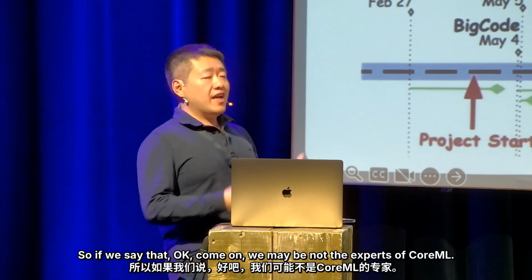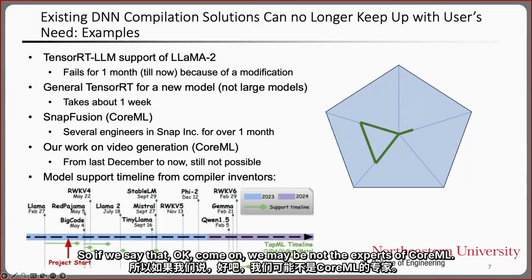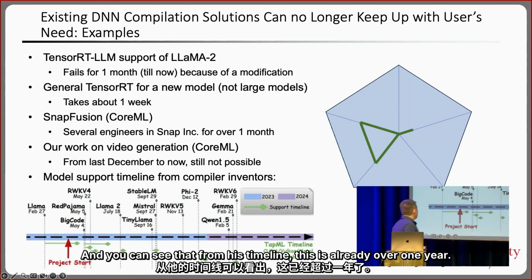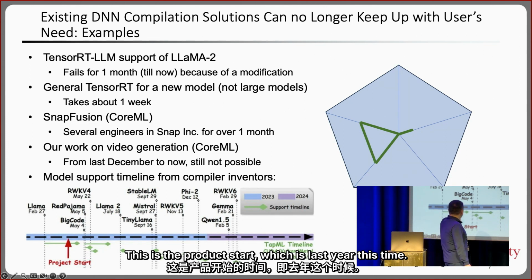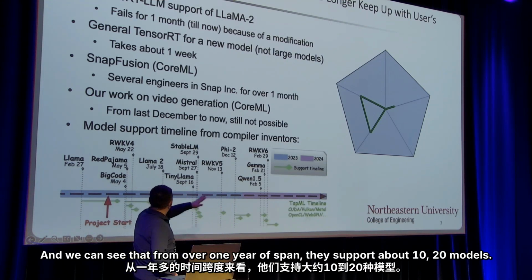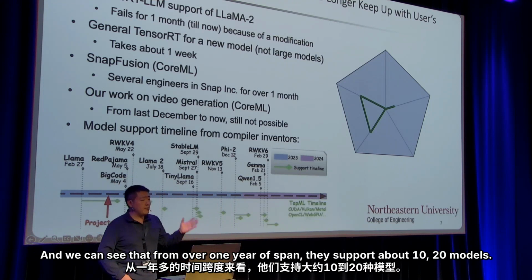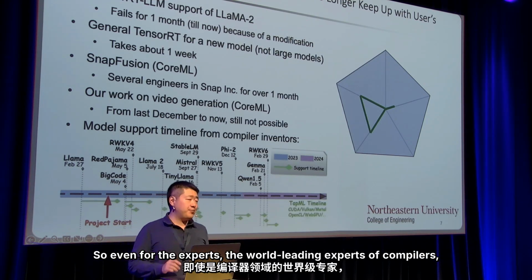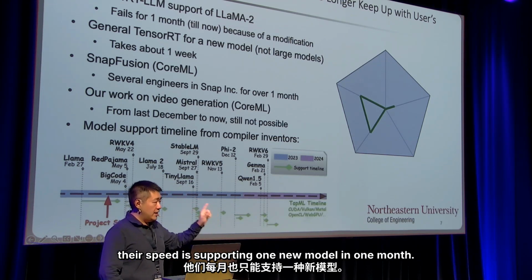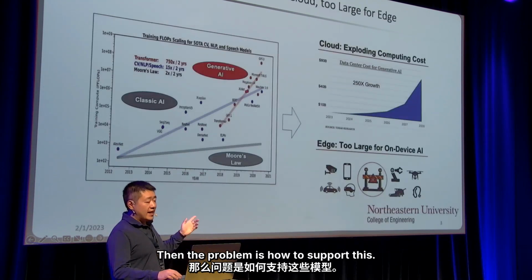Maybe we are not the experts of Core ML. So consider the timeline from one of the top researchers in compilers. You can see that this project started at this time last year, and this is now. Over a span of more than 1 year, they support about 10 to 20 models. So even for the world-leading experts in compilers, the speed is supporting 1 new model per month. Then the problem is how to support this.